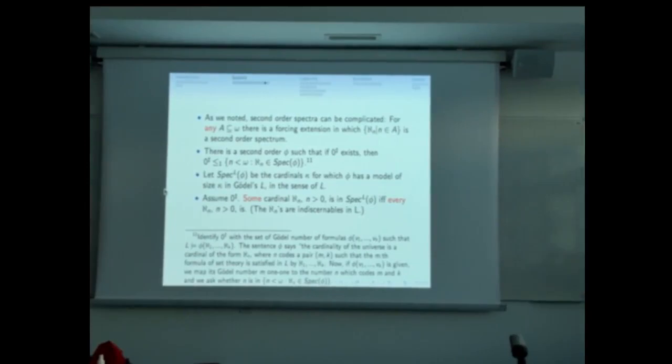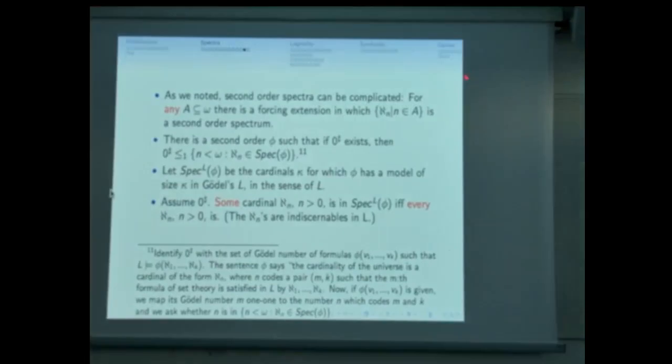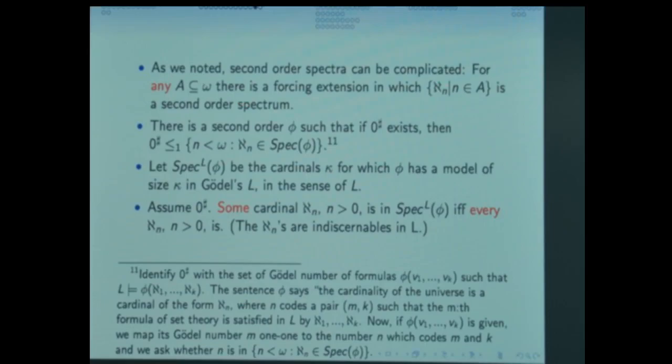So I just noted that any subset of omega is, in a forcing extension, the elements of a second order spectrum. If zero sharp exists, there is a second order sentence such that L of n is in the spectrum of phi for all n. Here's the sentence written down here.